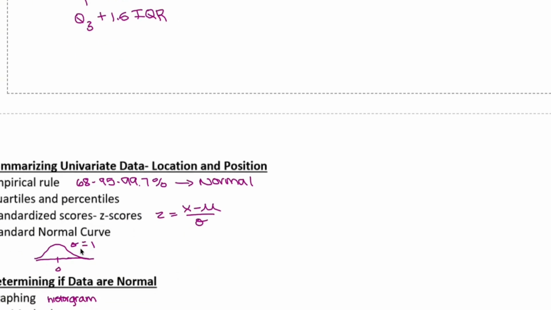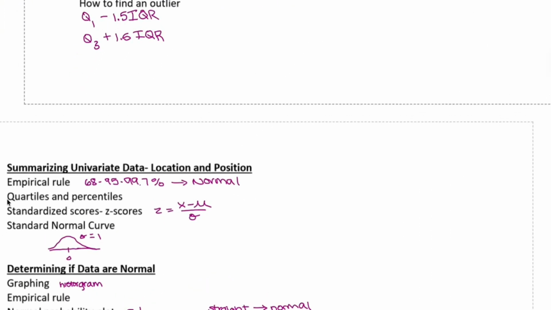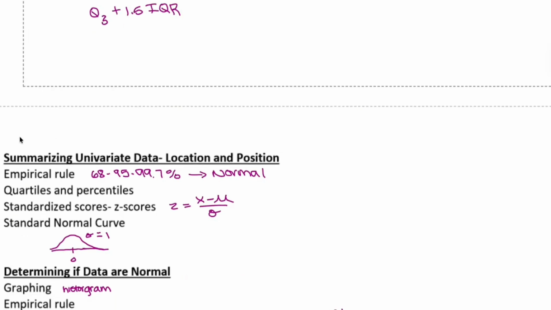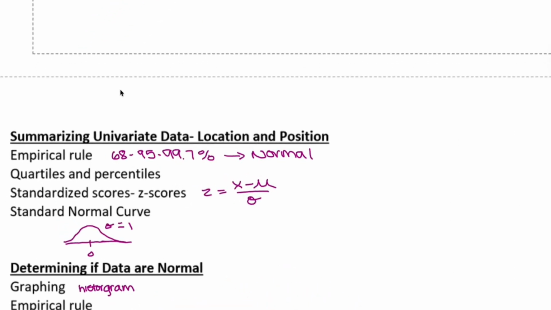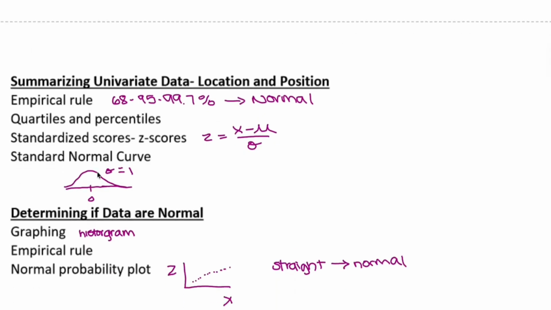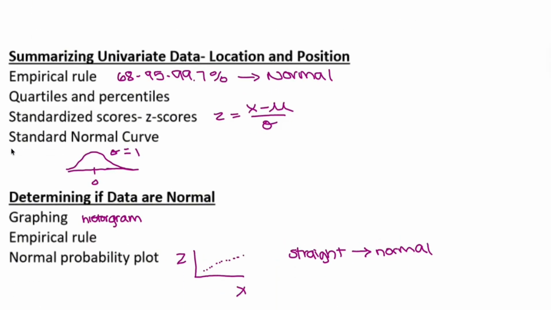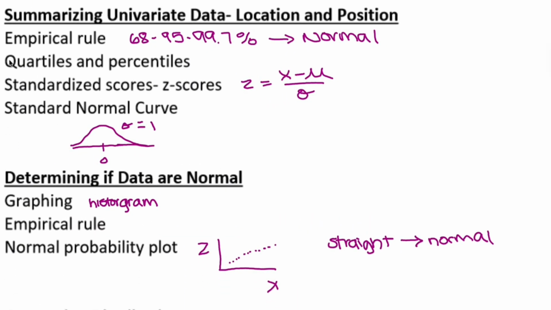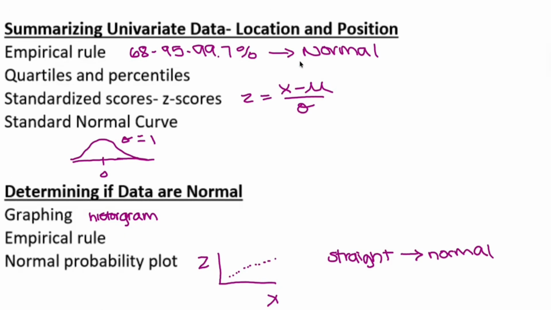Okay. So moving on to summarizing univariate data: location and position. Anyway, we have several methods. The empirical rule, which is 68, 95, 99.7%. This is how it usually works on a normal curve. Quartiles and percentiles are also pretty useful. And we use z-scores a lot. These are standardized scores.